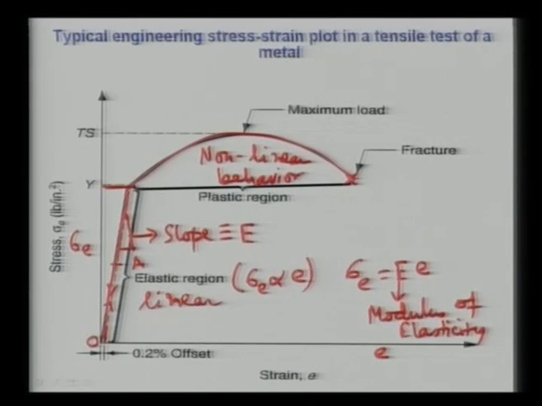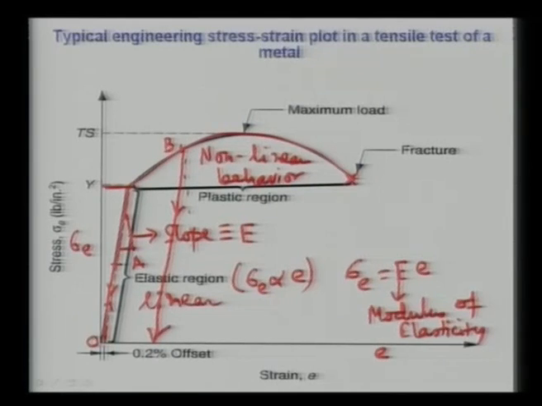Why is this called the plastic region? Because here if you go to, for example, a point B and if you unload it, the material will come back like this. It will not follow the original path of loading.